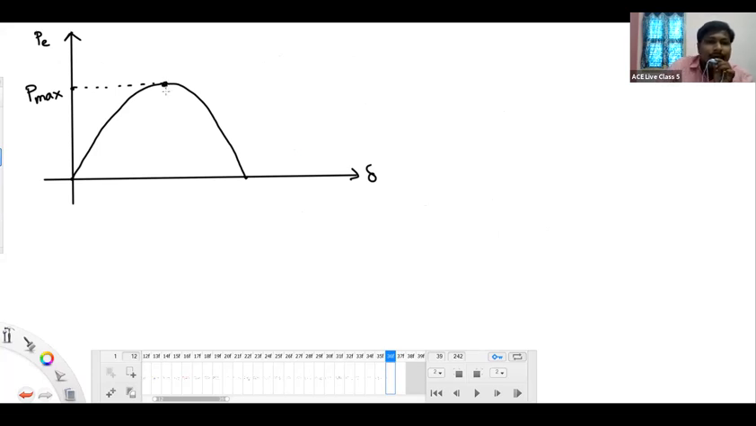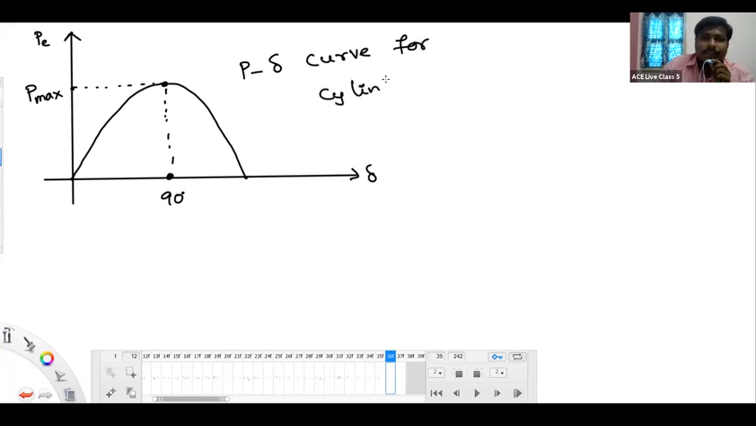And at what angle are we going to get this one? At an angle of 90 degrees. We are going to get this at an angle of 90 degrees. So this is the power angle curve, the P delta curve, for the cylindrical rotor machine.